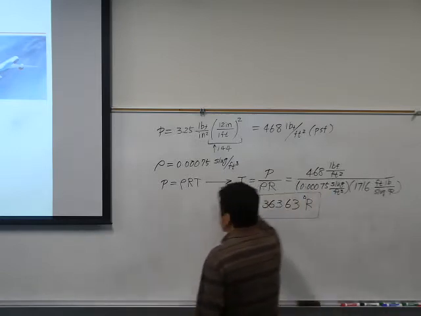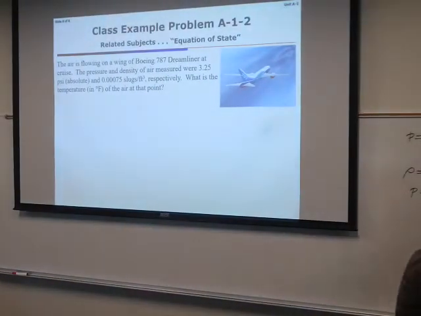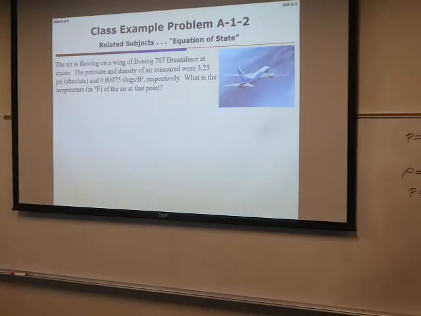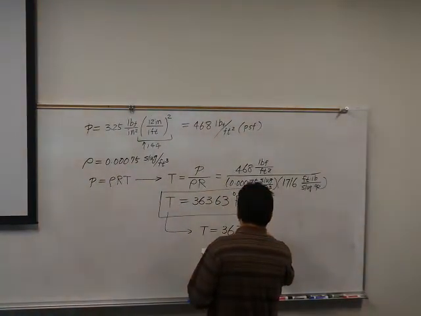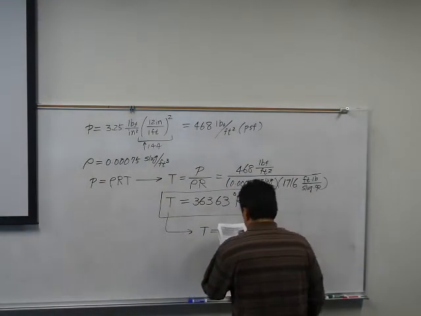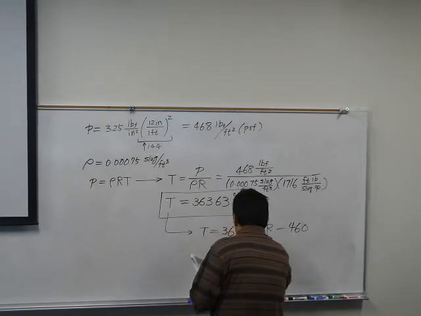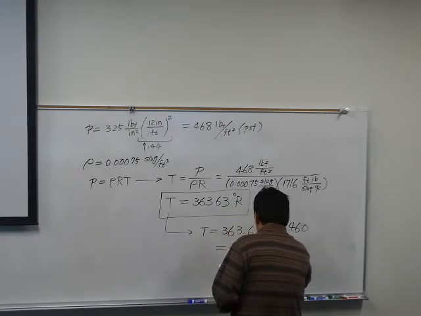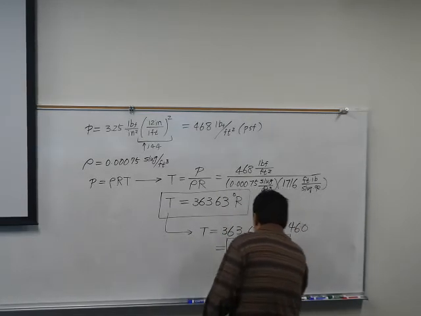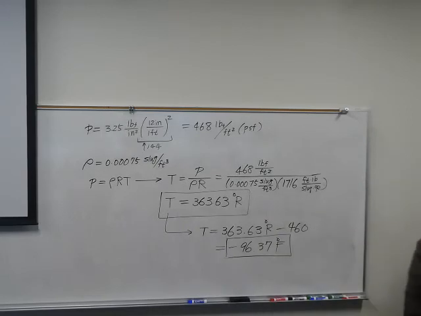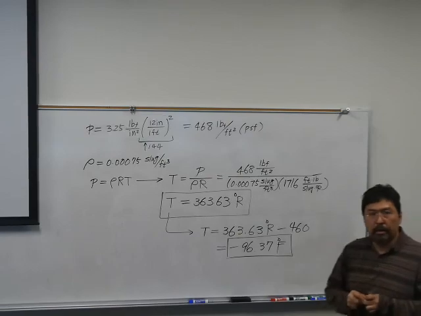This is not the answer, because the problem is asking you what is the temperature in degrees F, so you have to actually convert it. Temperature in F is 363.63 Rankine. Subtract 460, which is minus 96.37 degrees F. Okay. So that is the end of unit A1. Let's stop.